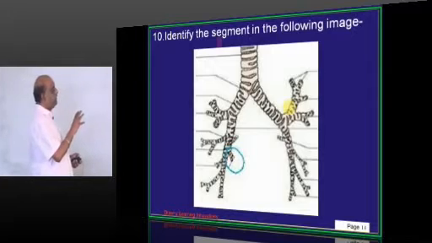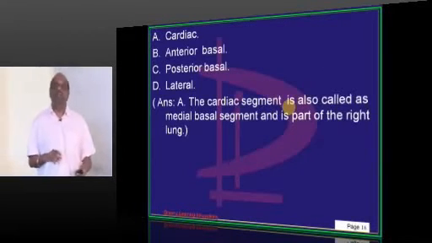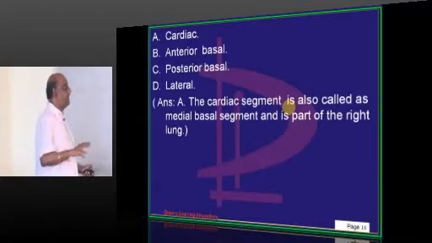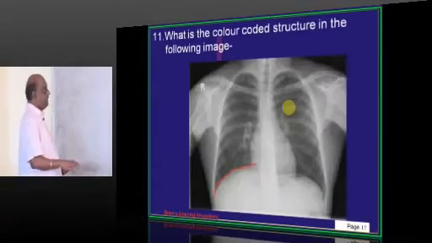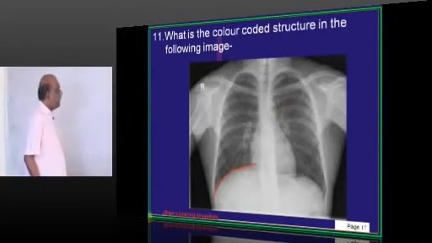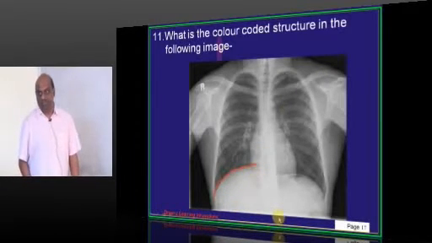Then the one which is shown is the cardiac segment. It is also called as the medial basal segment and it is the part of the right lung is what need to be remembered. Now this colored structure which is being shown is typically a hemidiaphragm.